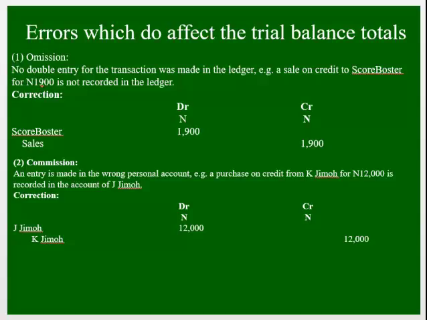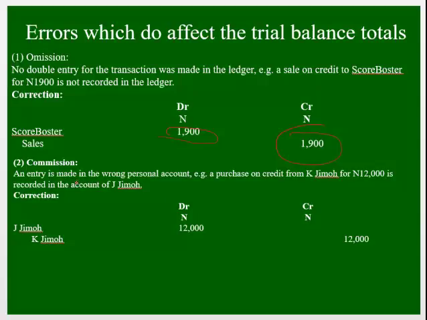Please, no double entry for a transaction made in a ledger. For example, sales on credit to Score Booster for 1,000 was not recorded in the ledger. So you have not recorded it anywhere at all. What you need to do is just debit this particular debtor and credit your sales. So that's the whole thing. You go back to the ledger, you do it. That will later affect your debtors. You bring Score Booster into your account as a debtor and asset. Then you also increase your sales with that amount of money. That's the error of omission. You omit completely.